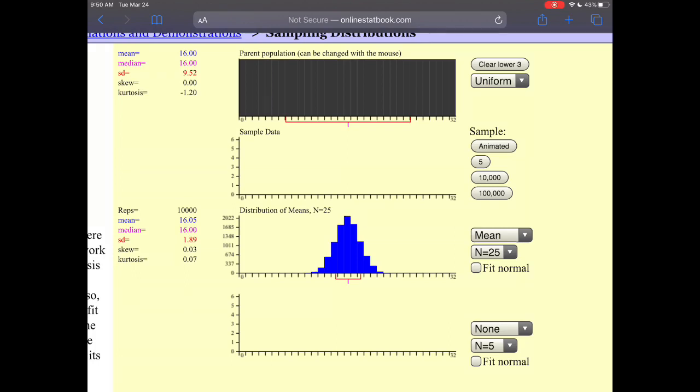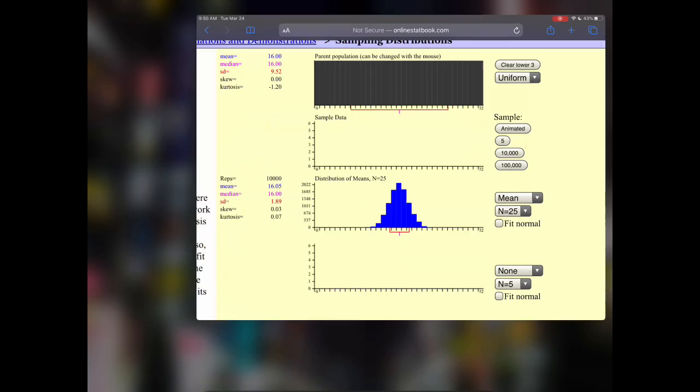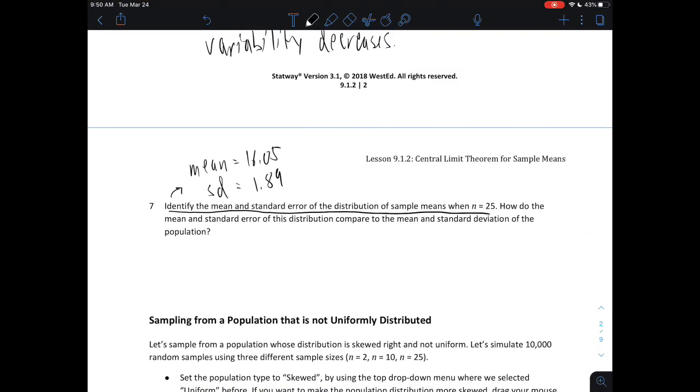So the mean is very close to what it was from the population, but the standard deviation is definitely lower than what it was for the parent population. So the means are about the same. But the standard deviation is lower than what it was for the population.